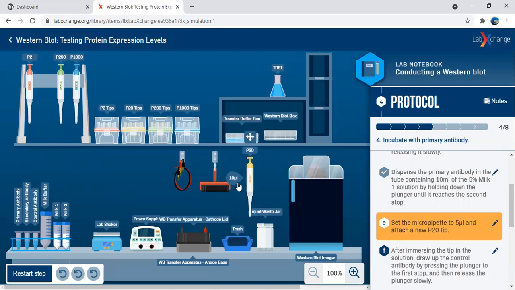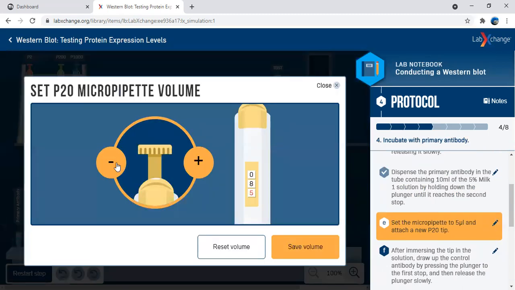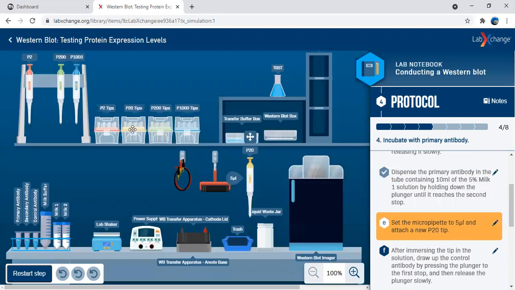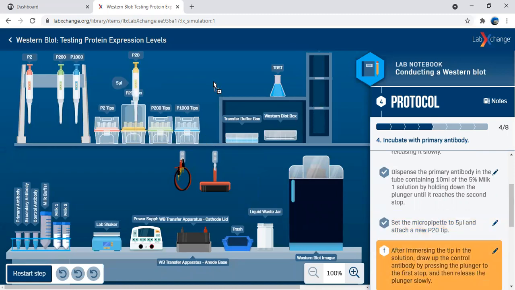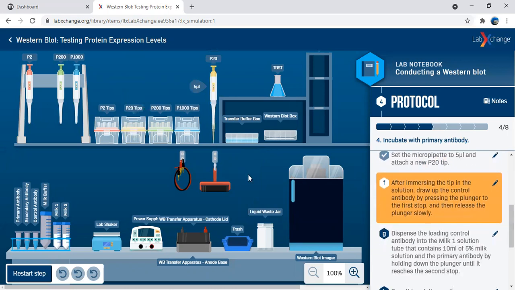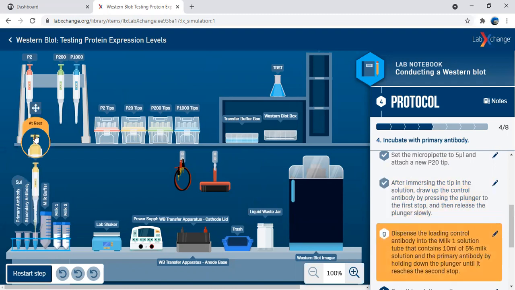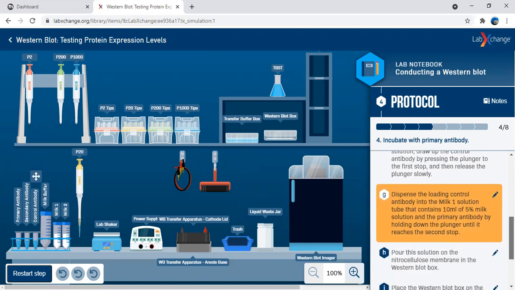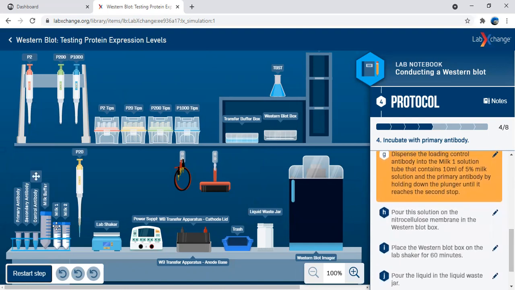Now I gotta set the micropipette to 5 microliters and attach a new tip. After immersing the tip in the solution, drop the control antibody now. Okay, which is this one. And now I'm gonna dispense it in the milk solution.